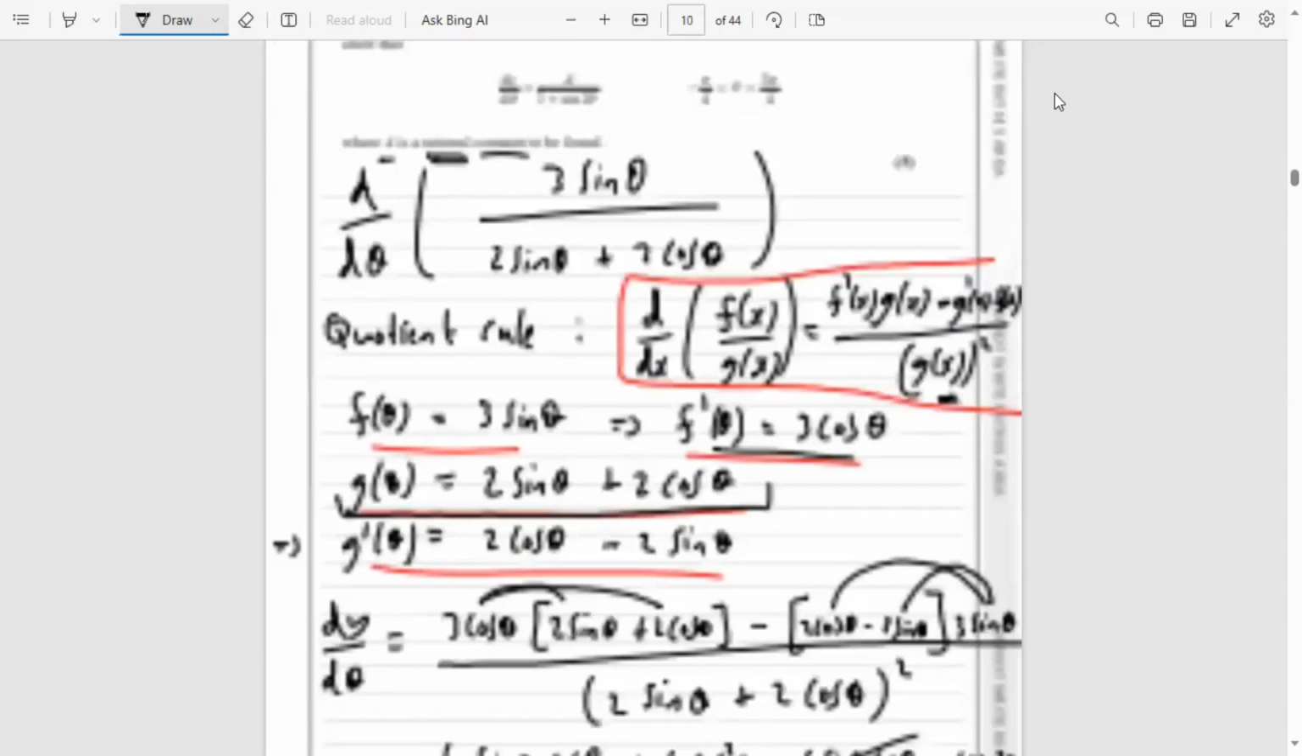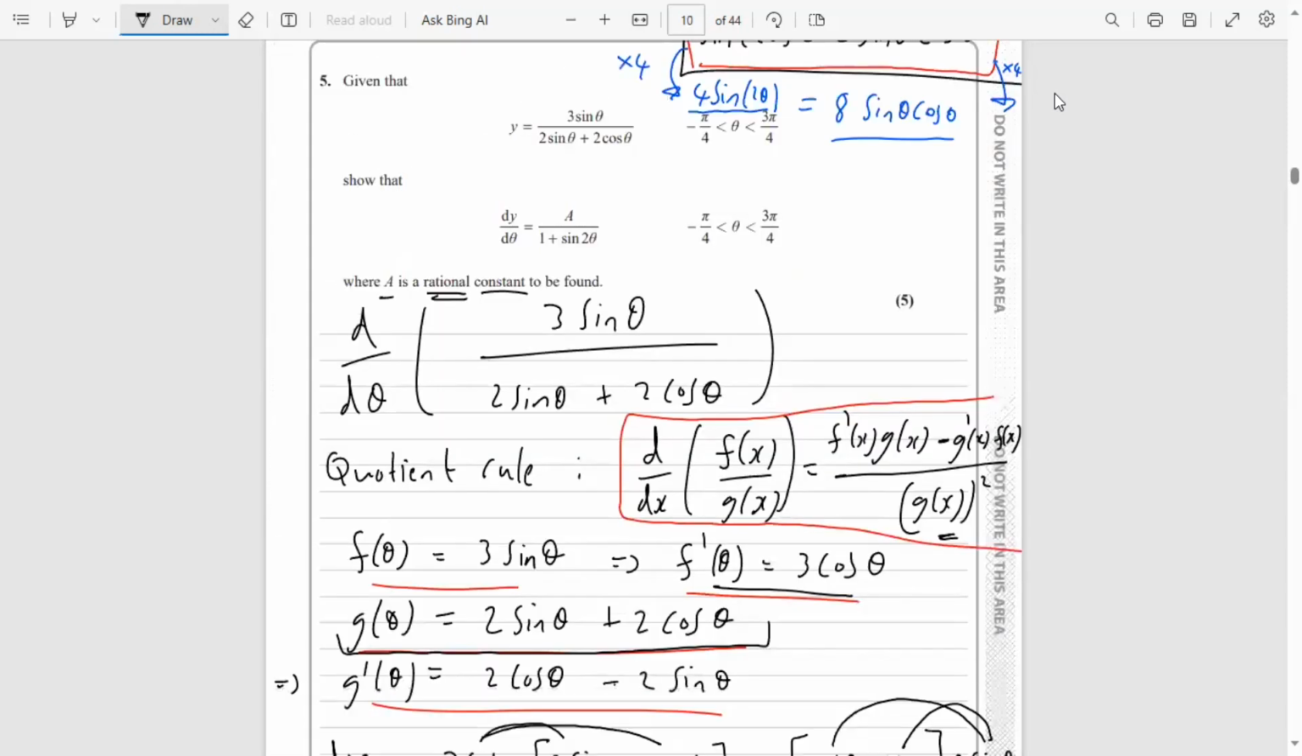So again, if we go back to the question, we need to get a 1 plus sine 2 theta on the bottom, right? So we've got a 4 plus 4 sine 2 theta on the bottom.